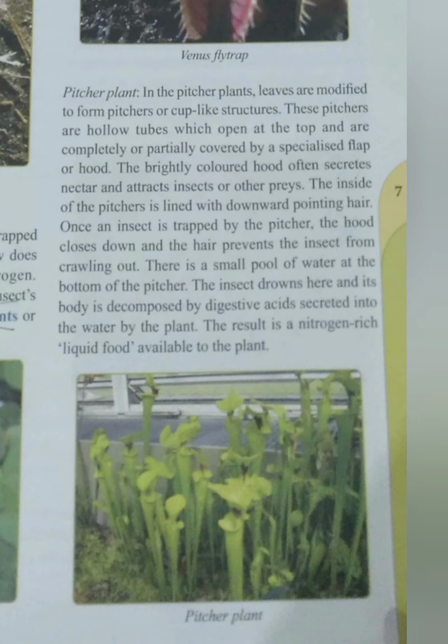from crawling out. There is a small pool of water at the bottom of the pitcher. The insect drowns here and its body is decomposed by digestive acid secreted into the water by the plant. The result is nitrogen-rich liquid food available to the plant. This is a type of pitcher plant.